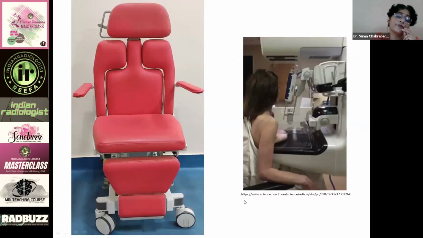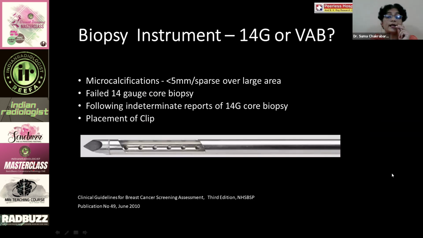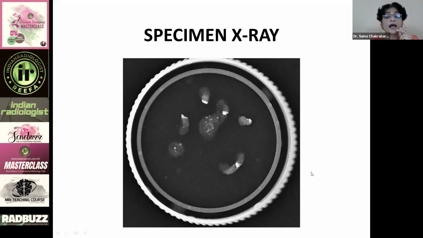Okay, so further characterization, of course, we have to do either a stereotactic biopsy in a sitting position like this on a chair, or a prone table like this, using a 14 gauge or a WAB biopsy gun. If you're doing very small groups of microcalcification, then WAB is better. Also, if you've had an indeterminate report from a 14 gauge, then WAB is better. Either way, we must X-ray the specimens that we get, because that's extremely important. If you don't get adequate calcifications, that means we haven't sampled the lesion enough, because this is part of our characterization of the lesion.